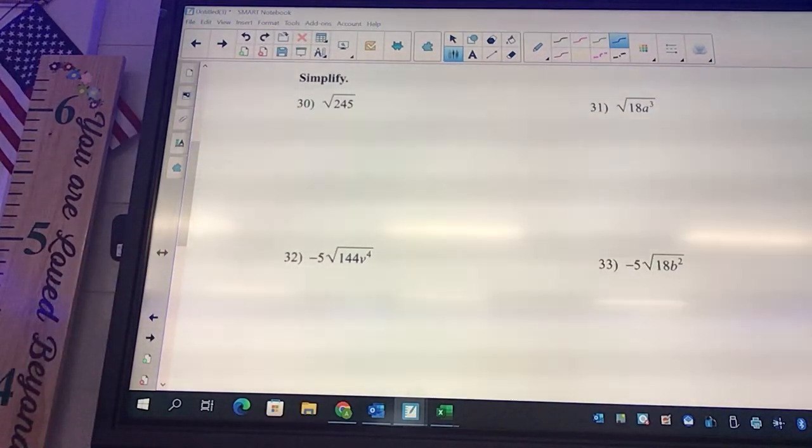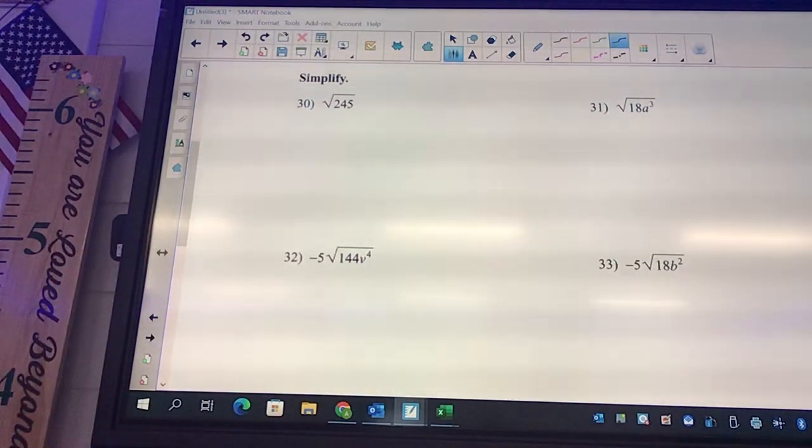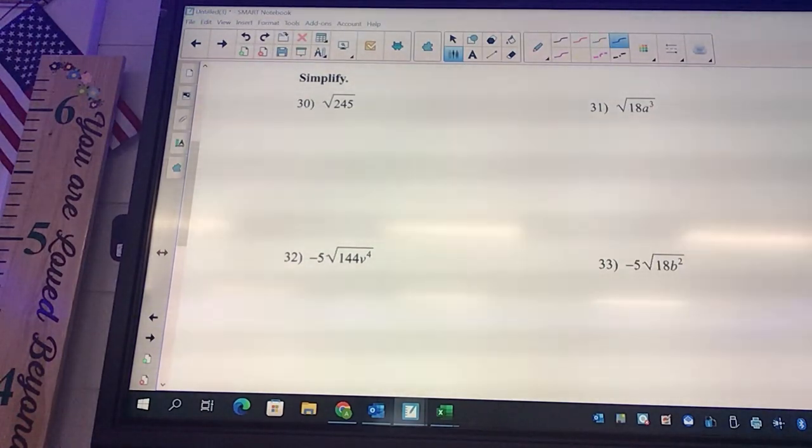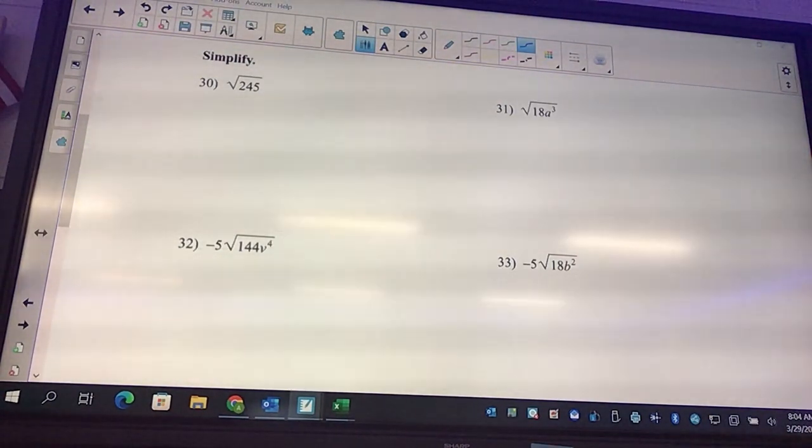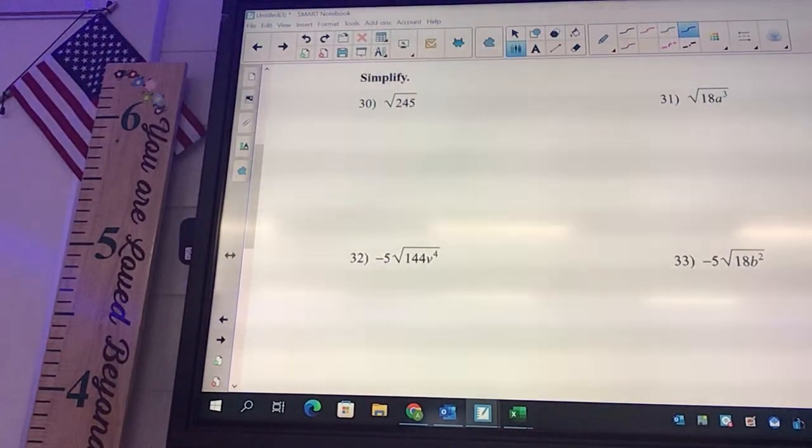Okay, 30. We are doing simplifying radicals. What are the only numbers you are allowed to circle, group? 2, 3, 5, 7. If there's no number on the outside, what is it? A 2. Okay, so 245.